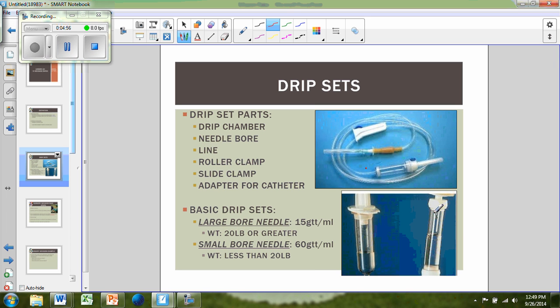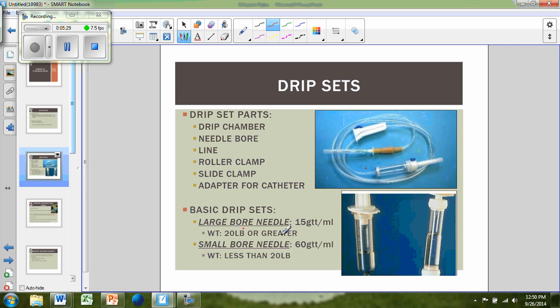Your small bore needle is this little tiny needle drip right here. So this is going to deliver 60 drops for 1 ml. So if you were to count 60 drops that come through this chamber, that would equal 1 ml. So we use this for smaller animals so that we're not overloading the animal's system with IV fluids. So again, you must know 60 drops per ml for animals that are less than 20 pounds.